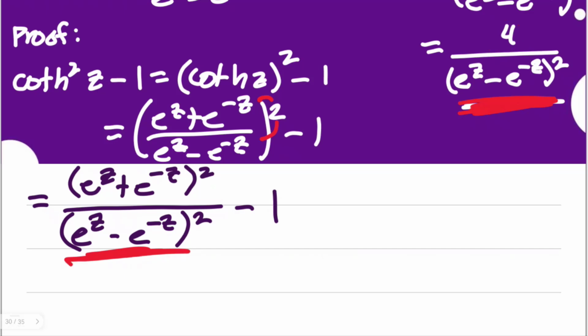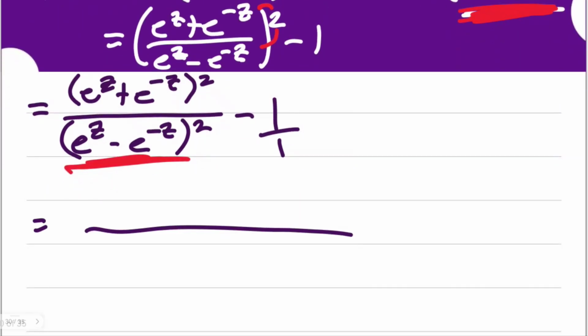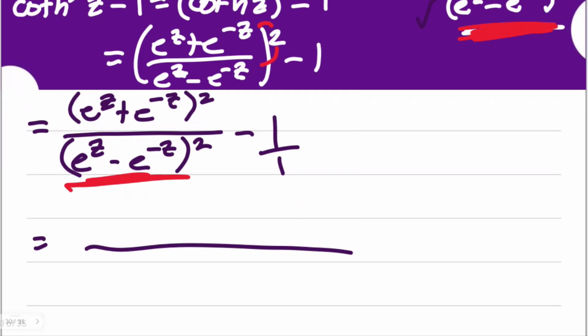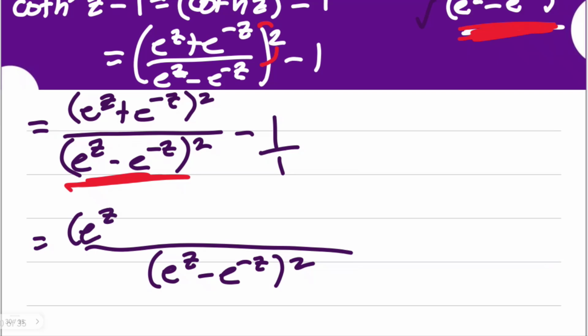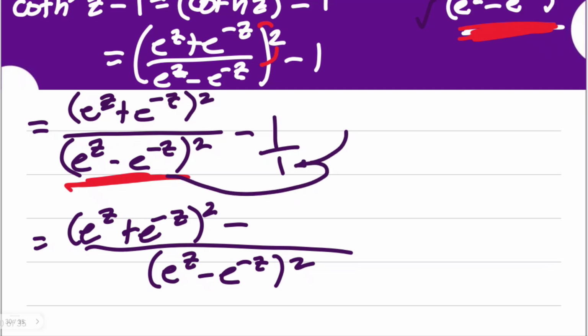So for this, we're going to combine the two terms. We know that the 1 is actually over 1. So by LCD, the same denominator as this one here, again you will have e to the power of z minus e to the power of negative z, and you're going to square that. So the first term would still be this one, but your second term will be minus this divided by 1 times that. That's how you apply the LCD. So it would actually be the same denominator itself.